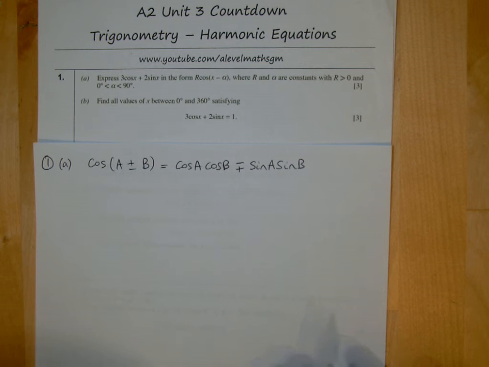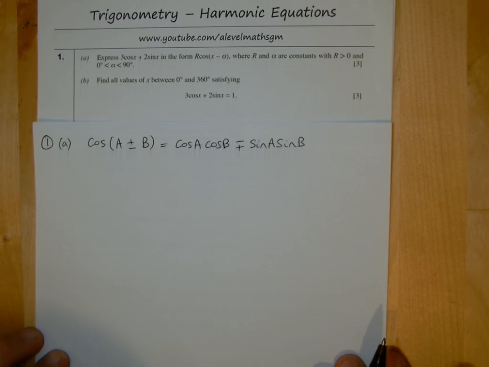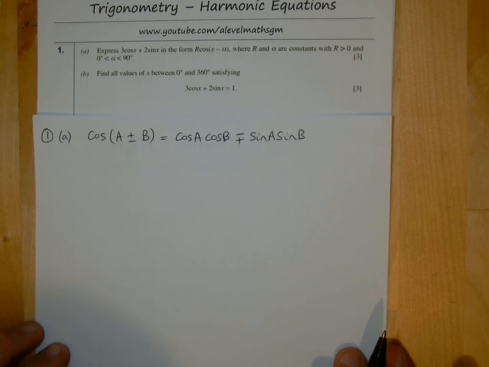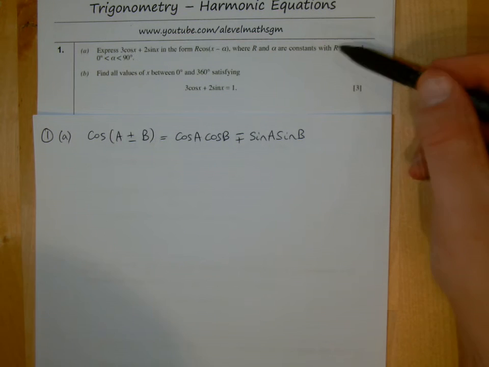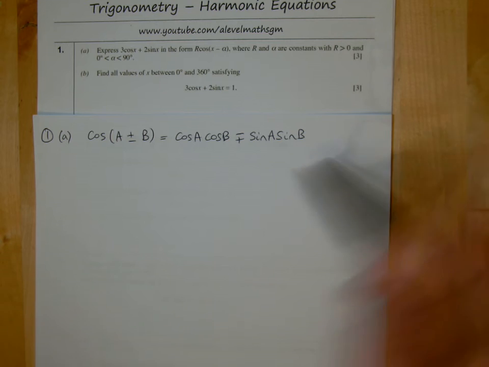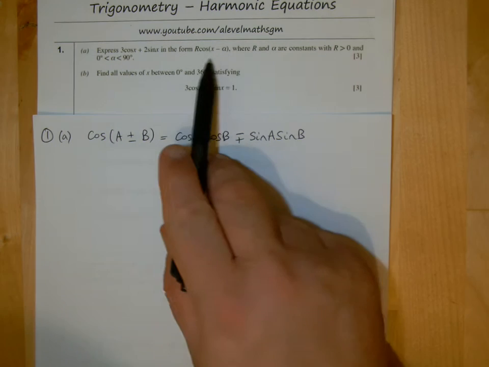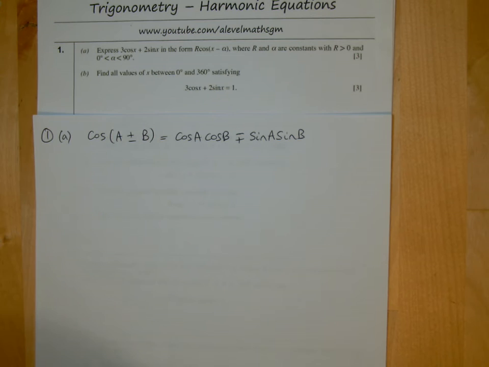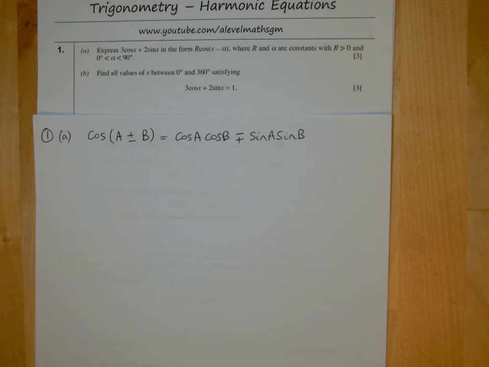Okay, now we're going to look at harmonic equations. In question 1 here, it says express 3 cos x plus 2 sin x in the form r cos(x minus alpha), where r and alpha are constants with r greater than 0 and alpha between 0 and 90. Because they want us to express it in that form, we need to use the result from the formula booklet.